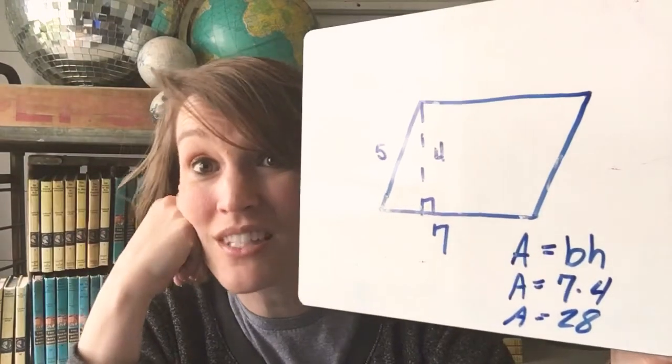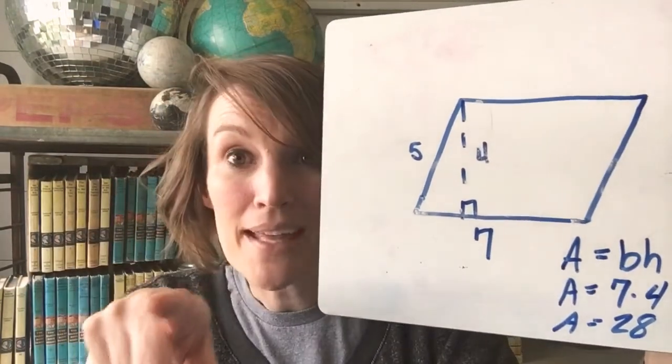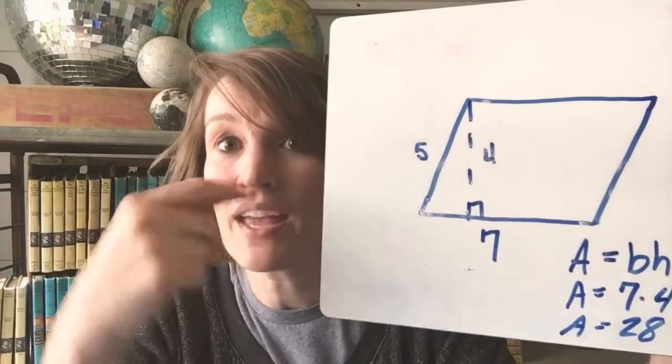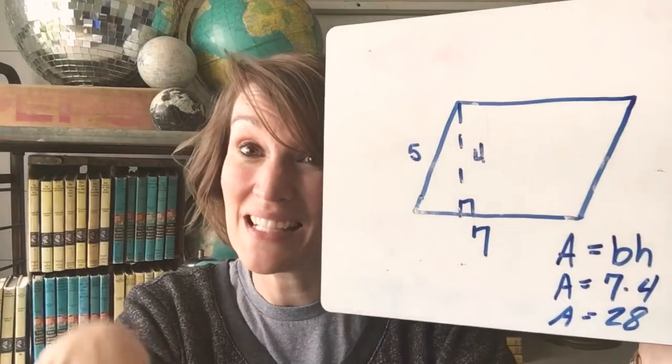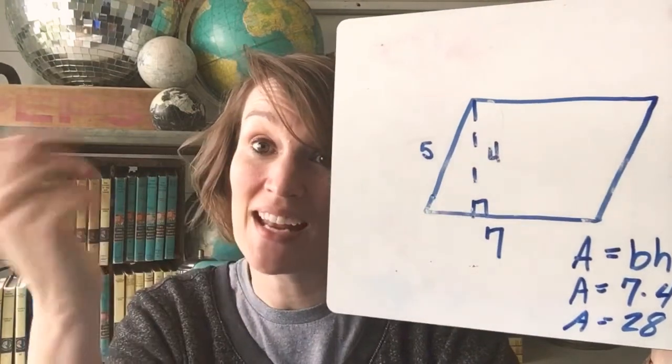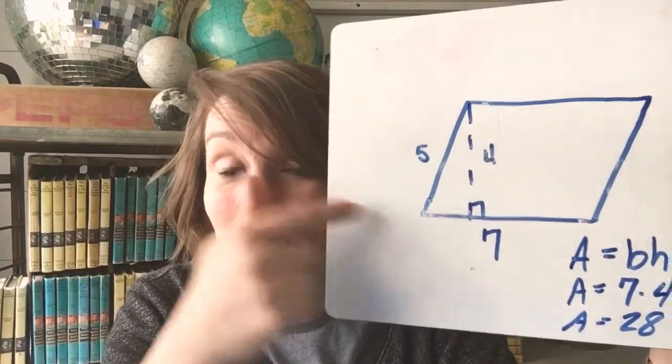You see, did that 5 even matter? For area, it did not matter. But for perimeter, would it matter? Oh yeah, you'd go 7, 5, 7, 5. But for area, it doesn't matter in a parallelogram. It's just hanging out there. But be ready. I'm going to try to trick you more than likely, and that 5 may be there sometime, or that number may be there sometime.